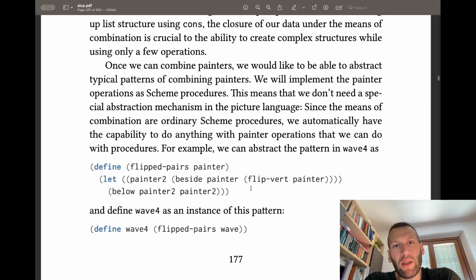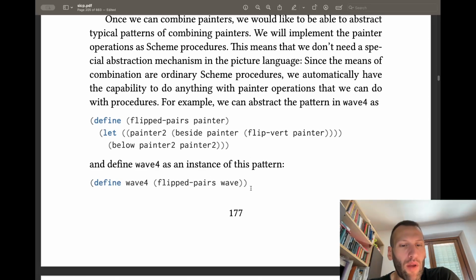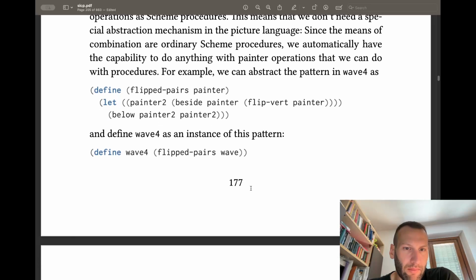Once we can combine painters, we would like to be able to abstract typical patterns of combining painters. We will implement the painter operations as Scheme procedures. This means that we don't need a special abstraction mechanism in the picture language. Since the means of combination are ordinary Scheme procedures, we automatically have the capability to do anything with painter operations that we can do with procedures. For example, we can abstract the pattern in wave 4 and define wave 4 as an instance of this pattern.